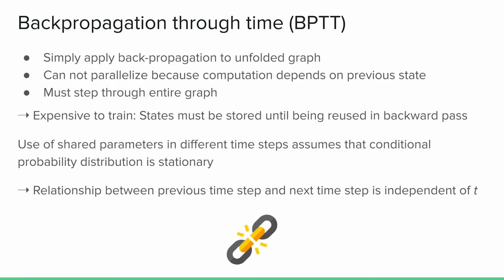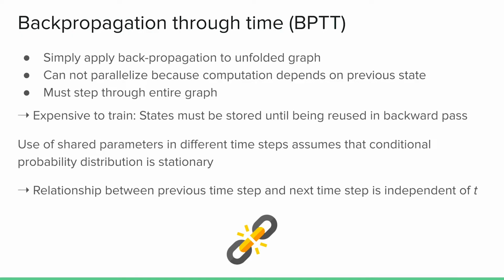The problem here is that we cannot parallelize this because the computation depends on the previous state. We feed in the first value and compute an intermediate result. The second computation depends on the output of the first step. So we must go through the entire graph, and it becomes really expensive to train because we have to store all of these intermediate states until they're reused for the backprop.